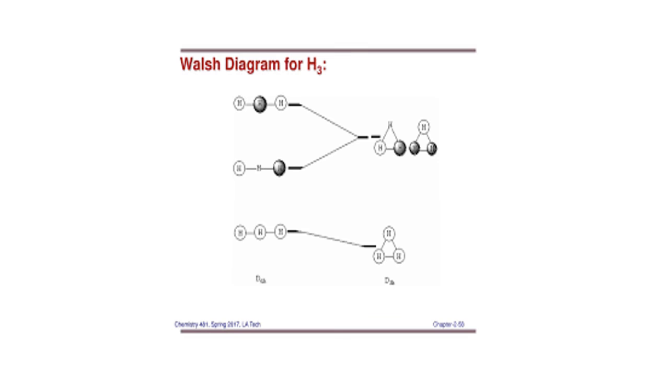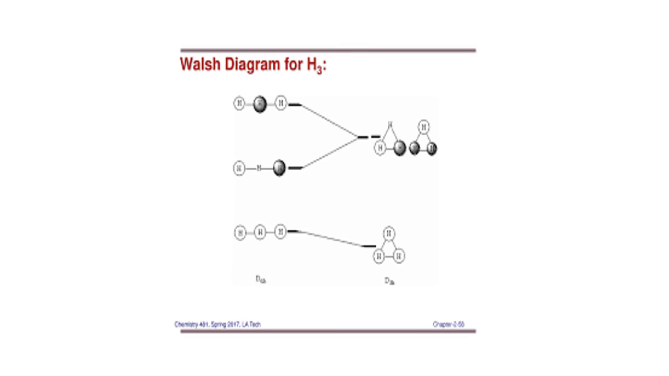Next level, that is 2 sigma. 2 sigma remains as non-bonding in linear geometry, but we can see that 2 sigma has gone to a higher level in case of angular geometry because of the positive and negative wave functions. They are close to each other and therefore they are attracted and excited. So slightly 2 sigma goes to higher level.